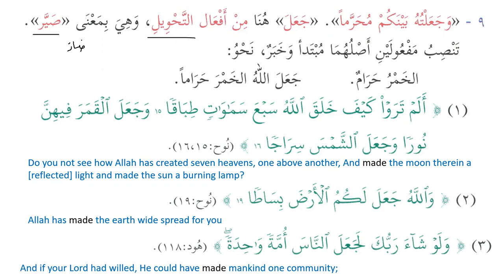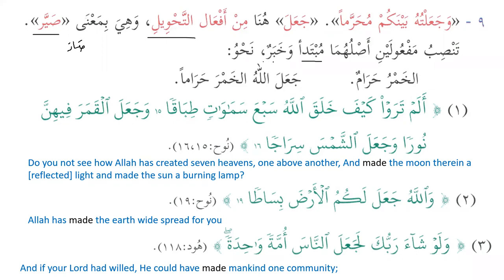Okay. But when you have صير يصير, from form number 2, what is it? Yeah, it is causative, right? So that means you cause something to happen. You cause something to become something. That's why it is called sayyara, and it has 2 objects. It needs 2 objects. تنصب مفعولين أصلهما مبتدأ وخبر.